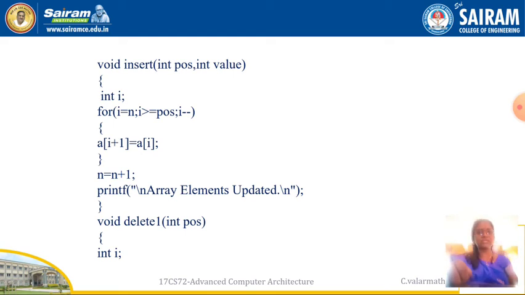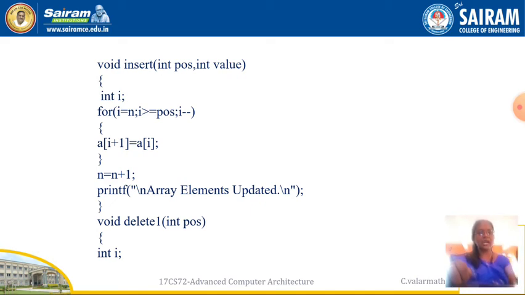So starting with the value of i equal to n, that means n is the size of the array, no? So starting with i equal to n, i should be greater than the position. If it is equal to the position, that execution will be stopped once it reaches the position. The value which should be inserted will be inserted in that particular location. So that's why it is traversed in a reverse direction.